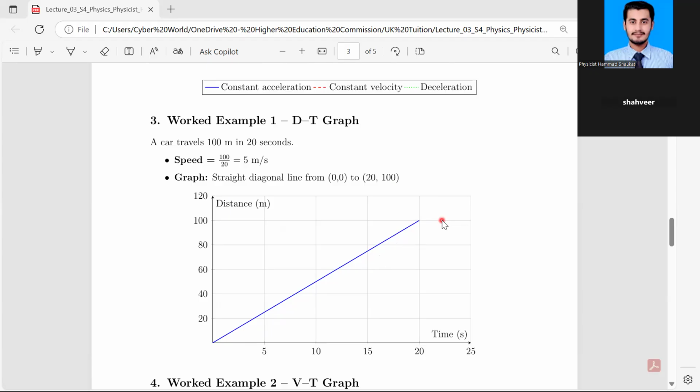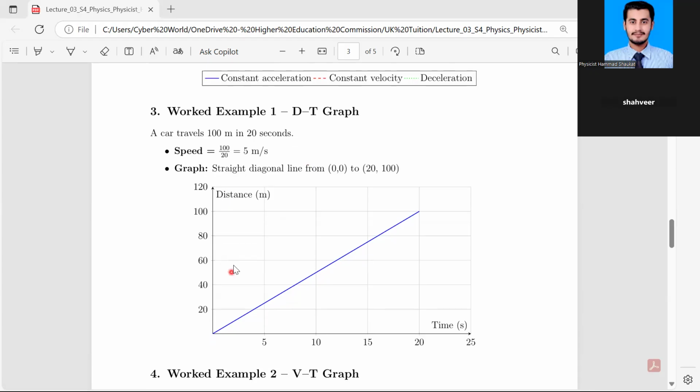And can you tell me this line basically interprets which type of speed, constant or not? Constant. Yes, constant speed. So this is how you can make graphs from this type of data. Understood? Okay. Can we move towards the next topic?